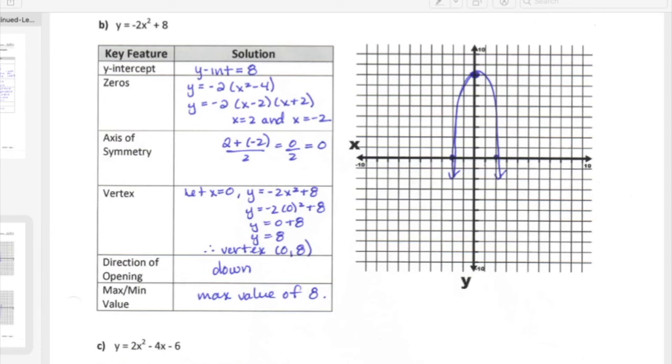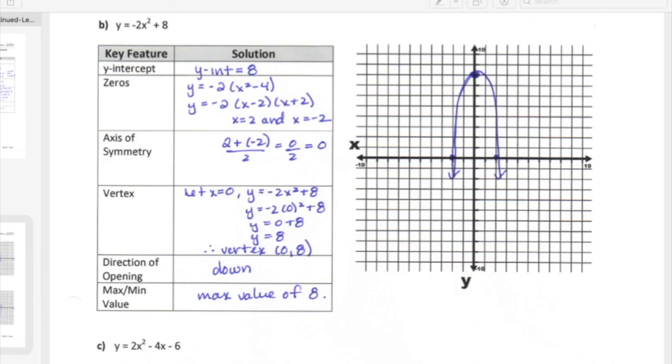What direction does this open? Well, we go back to the equation and look. Because it's a negative 2x squared, that means that this opens downward. So we get like this mountain or a frowny face. It opens downward with a frown. And because it reaches a high point, we have a maximum value. So the highest point that this reaches is at positive 8. So we have a maximum value of 8.